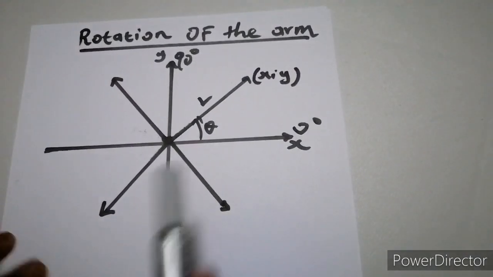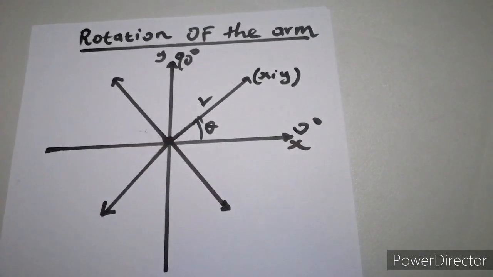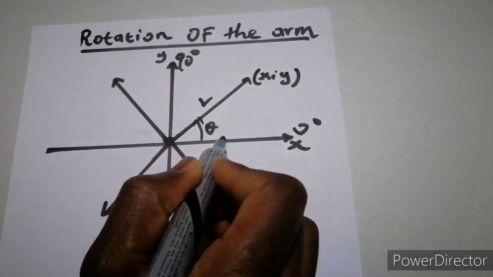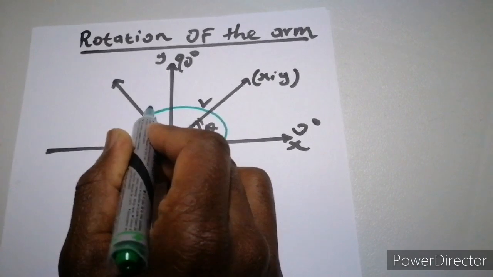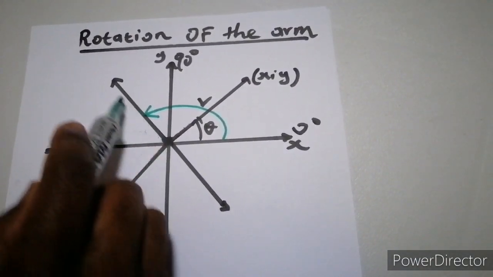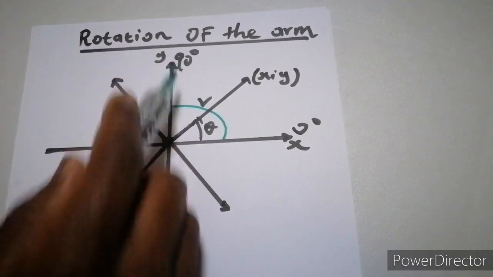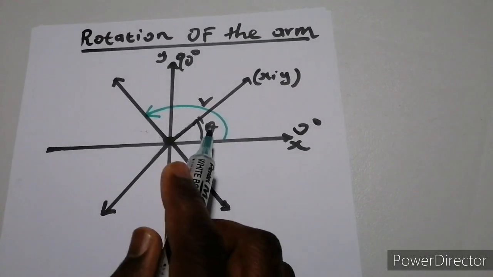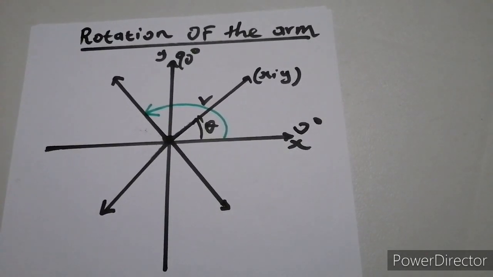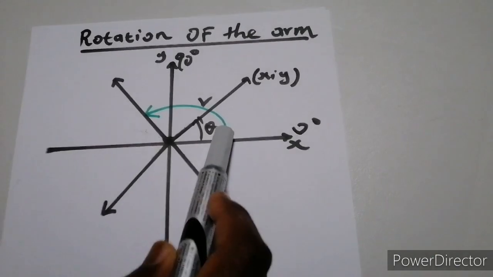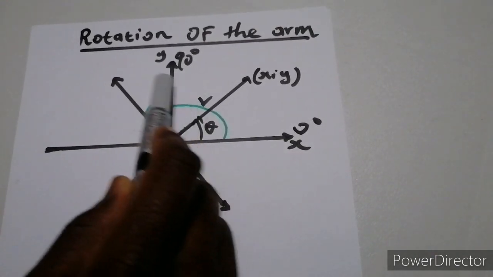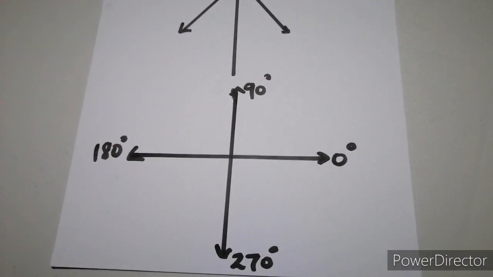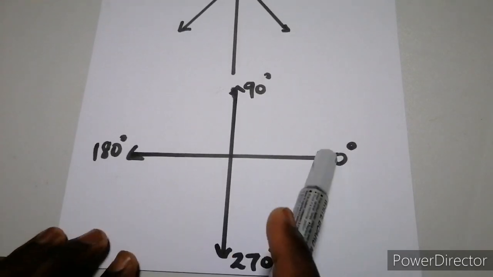Now, when we rotate this arm in grade 10, starting from the positive x-axis all around to the second quadrant, we form an angle that is more than 90, but we were not actually finding that angle. We were only finding an acute angle in grade 10. Now, in grade 11, we're going to learn how to find the actual angle from the positive x-axis all around to the arm.